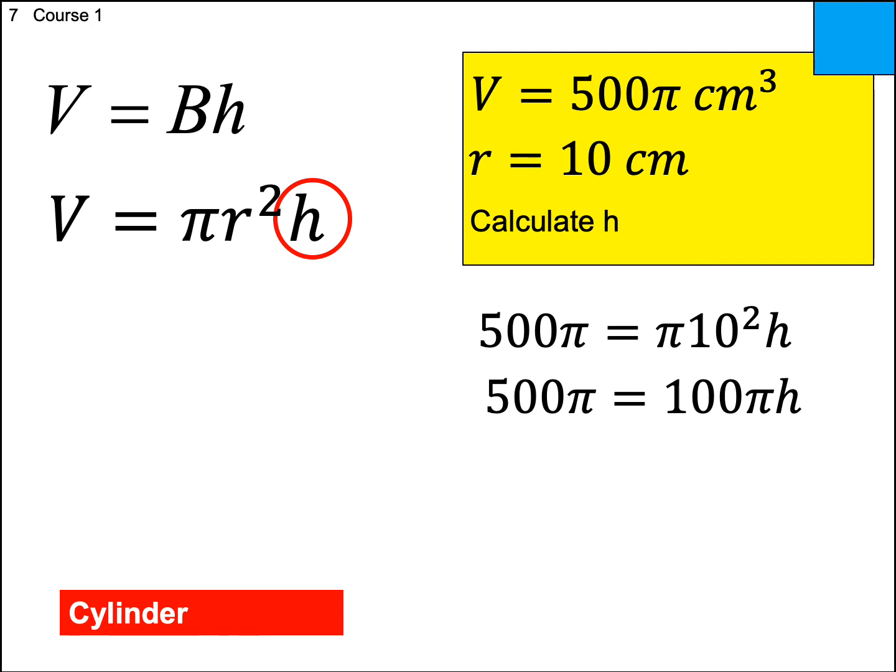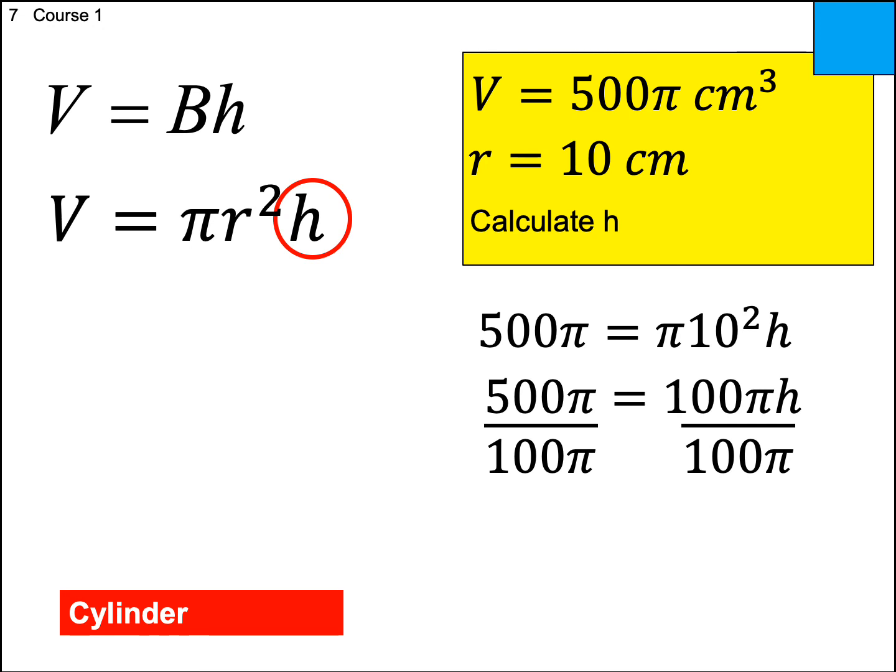Now look what's attached to h, because h is what we're trying to solve for here. So what's attached to h is 100 times pi. Well, how is 100 and pi attached to h? Yeah, it's attached by multiplication. We get rid of multiplication by division. So let's just go ahead and divide by what's attached to h, 100 pi. So divide both sides by 100 pi, and look what happens.